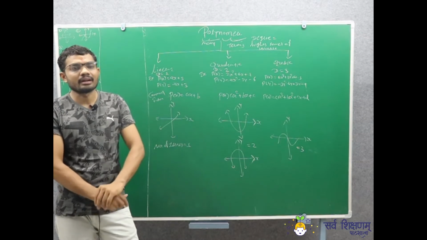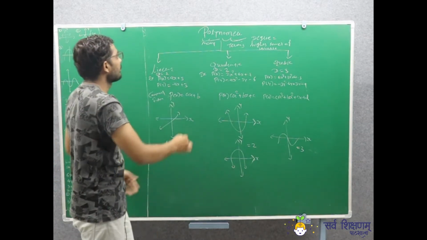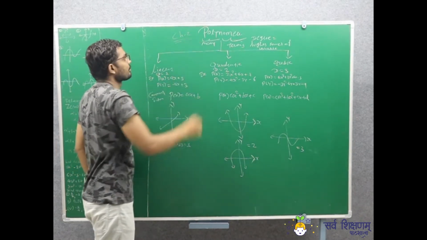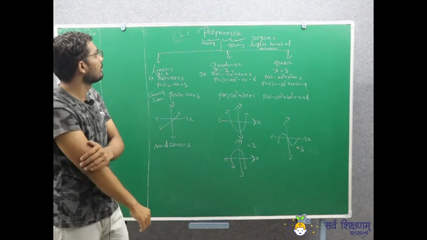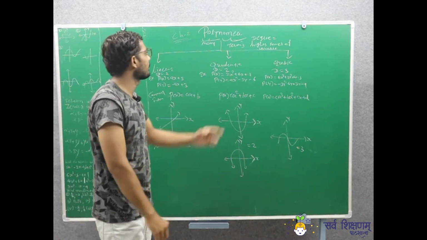In your standard 10 NCERT textbook, Chapter number 2 is Polynomials. We start polynomials from a very simple definition of polynomial.